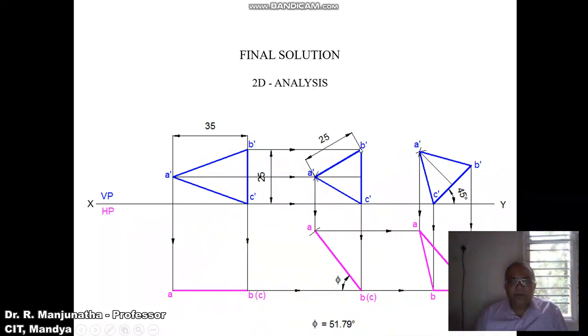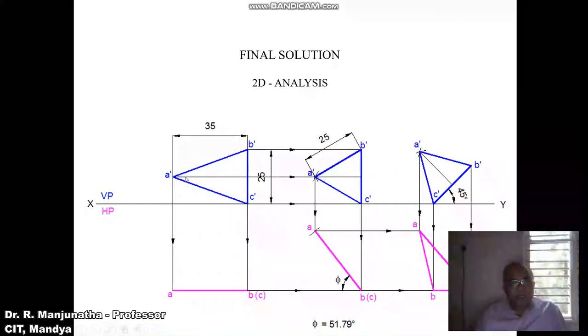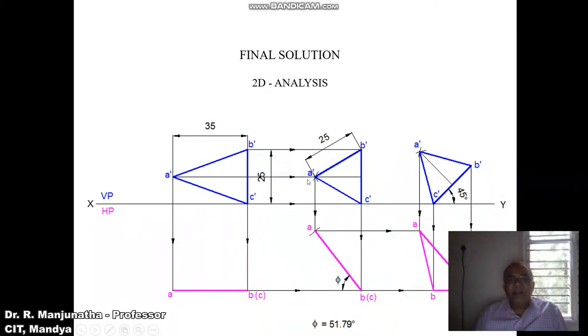Since this line is 25 mm, you have to get an equilateral triangle of 25 mm. Draw a horizontal projector from A dash, and with C dash as center, take a radius of 25 and cut an arc on this horizontal projector projected from A dash. Similarly, with B dash as center, cut on the previously drawn arc, such that both will coincide with the horizontal projector drawn from A dash.